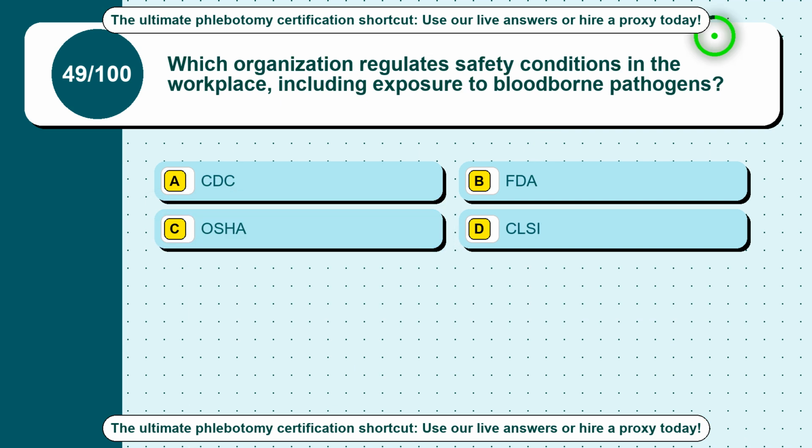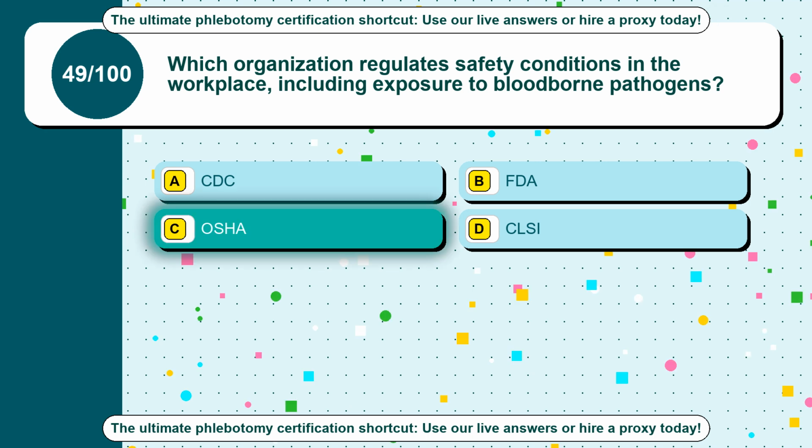Question 49. Which organization regulates safety conditions in the workplace, including exposure to blood-borne pathogens? Option A. CDC. Option B. FDA. Option C. OSHA. Option D. CLSI. The correct answer is option C.